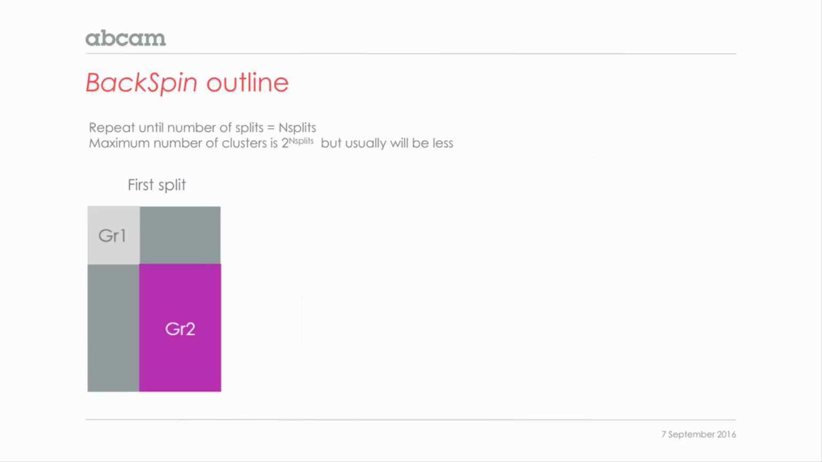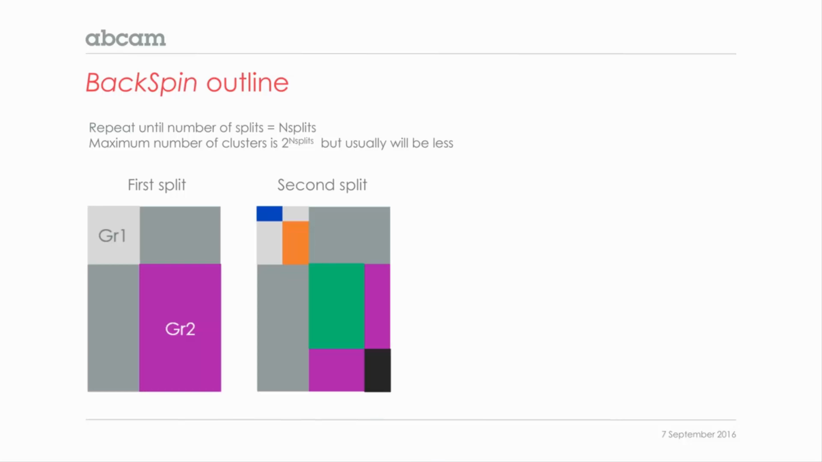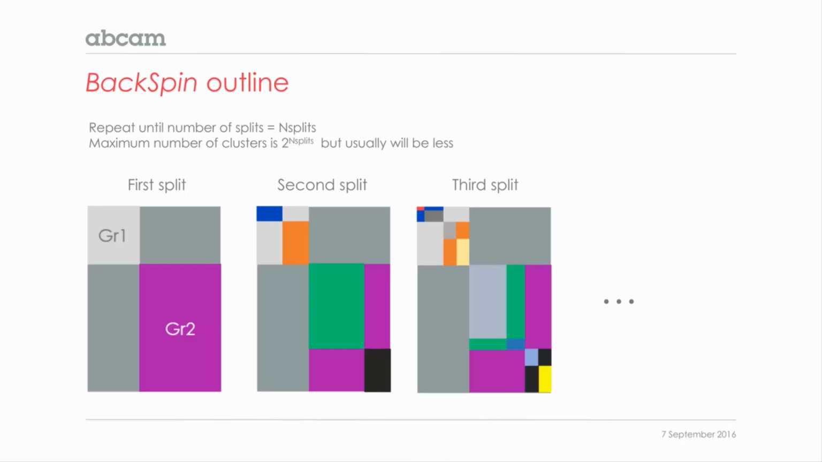Basically, we will repeat this until we get to the number of splits requested by the user. So this is a parameter. So the maximum number of clusters possible is 2 to the power of number of splits. But usually it will be less than this, because if the algorithm cannot find more variability, it will just not split the cluster. So after the first split, after the second split, after the third split, etc.